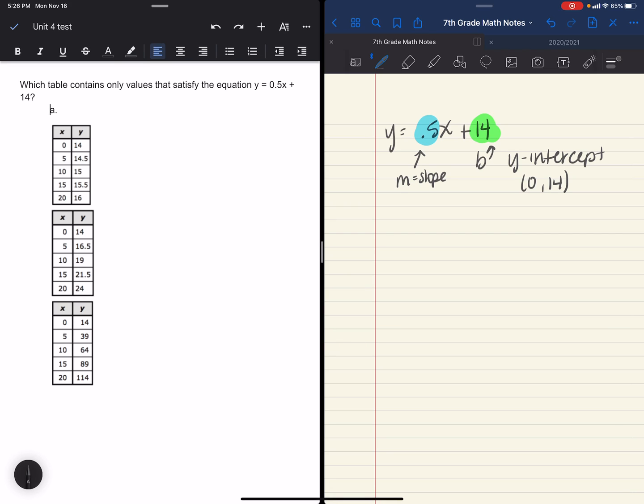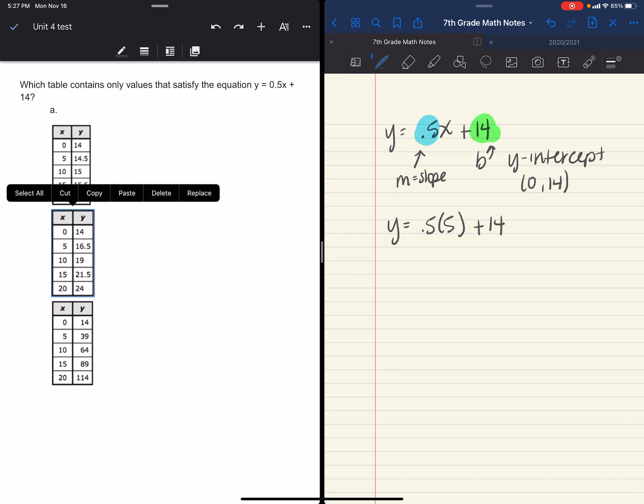So for me, the best way to do this is to plug in some numbers and see what we get. Considering all of my inputs, my x values are 0, 5, 10, 15, and 20, I'm going to use those. I'm going to start with 5. So I'm going to input 5: 0.5 times 5, then plus 14, to see if I get 14.5, 16.5, or 39. That should tell me my answer, but you guys know I'm going to do it again just to validate and make me confident in my answer.